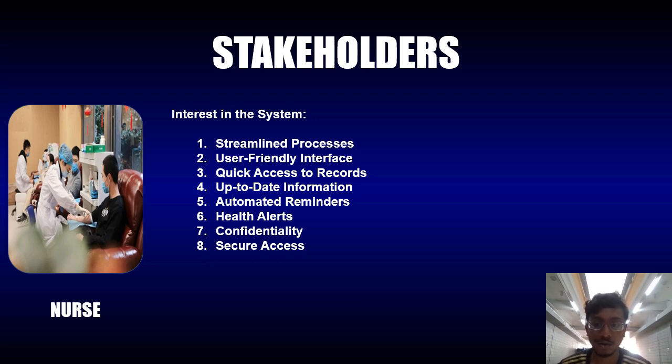Health alerts notify the donor about health issues. Eligibility alerts allow nurses to address potential problems proactively. Confidentiality: nurses are interested in ensuring donors' data is kept confidential and secure. Secure access: a system should have secure access control to prevent unauthorized access to sensitive donor information.